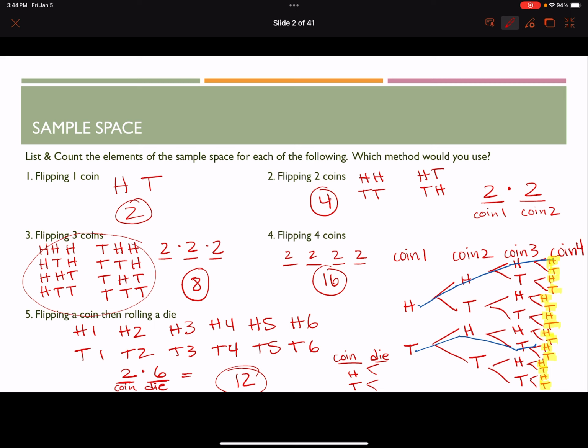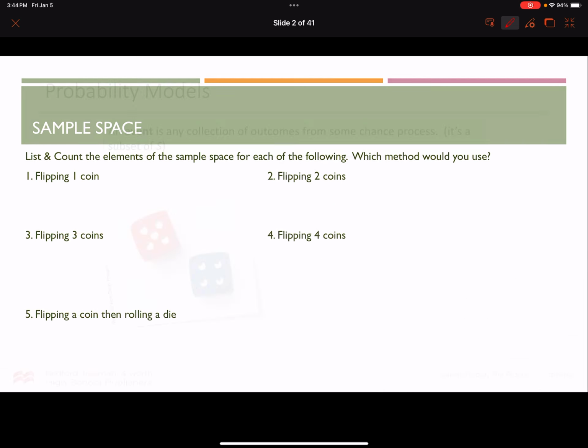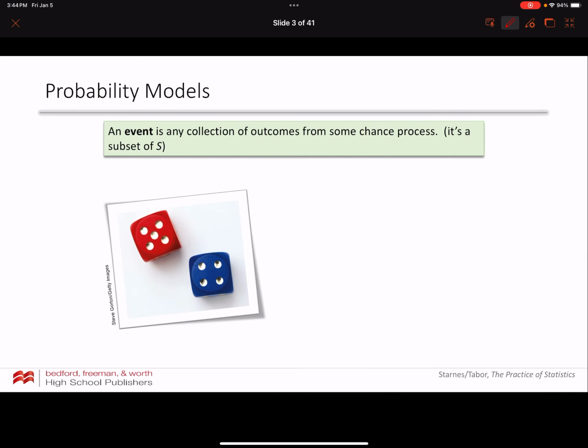All right, so why do we care about sample spaces? You're going to need to be able to count the sample space pretty quickly in order to calculate probabilities. So let's talk about a probability model. And remember, a probability model has 2 parts to it. It's all possible outcomes and each of their individual outcomes' probability.